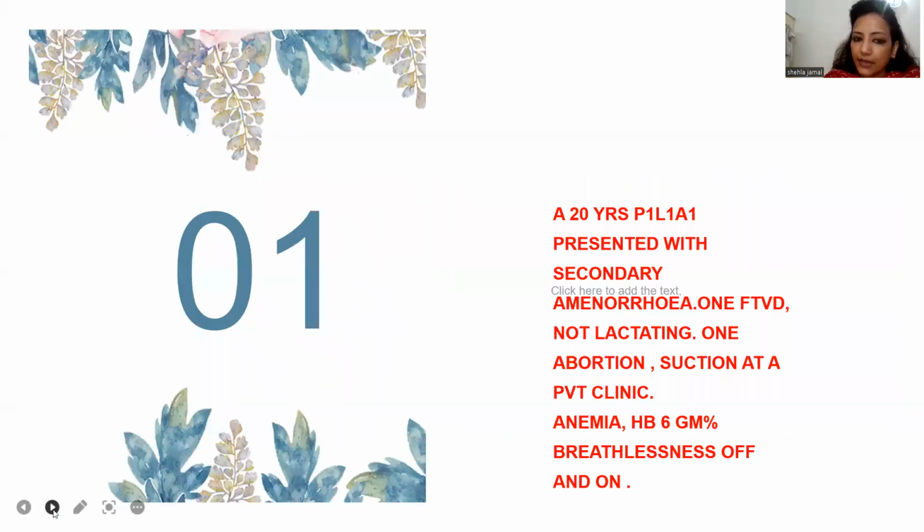Very important history, I'll go back to this slide, is that she has had a full-term vaginal delivery. It means everything was perfect. Second is, since the time she had this abortion, for which suction and evacuation was done, she developed hemoglobin of 6 gram percent. Since then, she has developed this secondary amenorrhea.